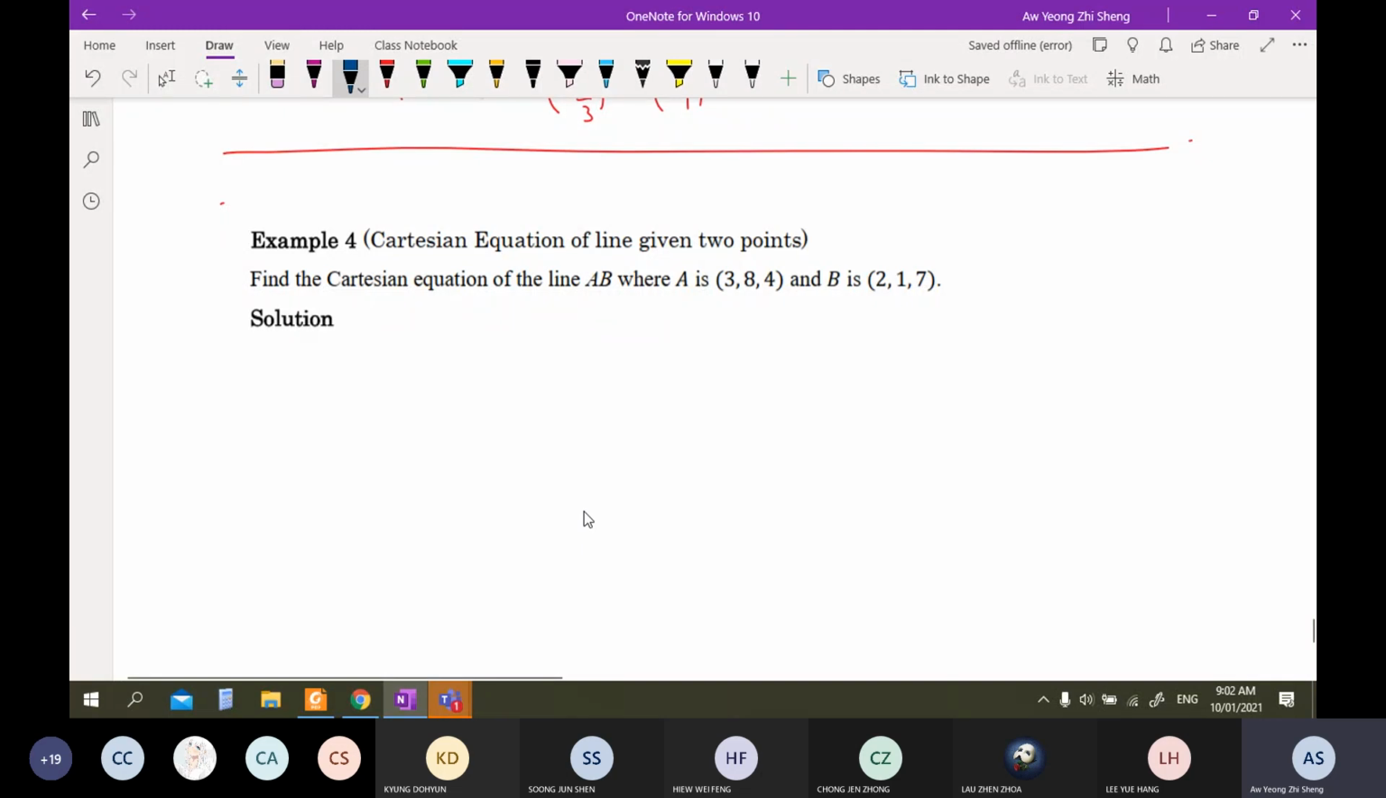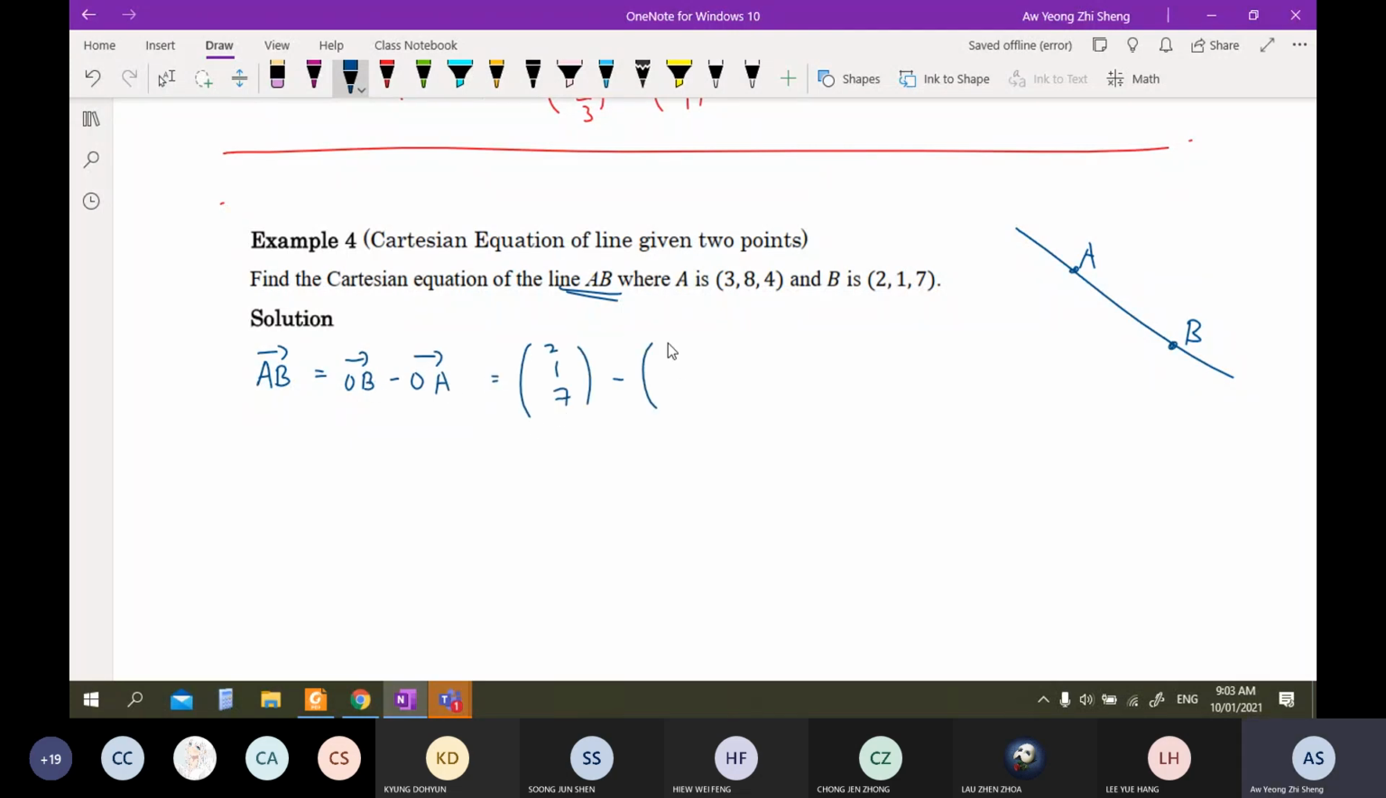Find the Cartesian equation of the line AB where point A is this, point B is this. Well, before you can get the Cartesian equation, it is easier to get the vector equation first. Once you get the vector equation, you can get Cartesian easily. So let's find the vector equation first. So you would need the vector AB, because this is simply a line that passes through A and B. By the name line AB, you know that A and B must be passed through by the line. So AB is just OB minus OA.